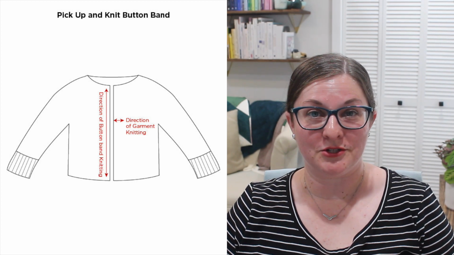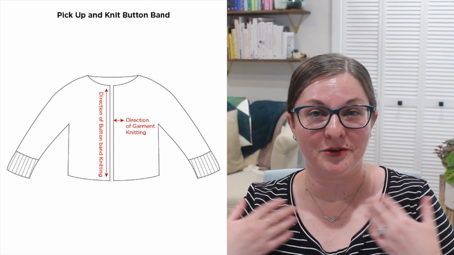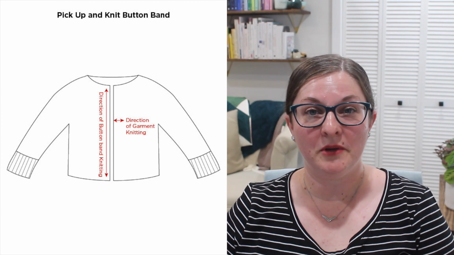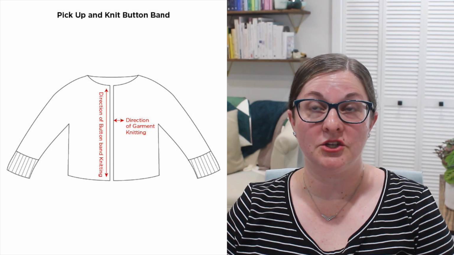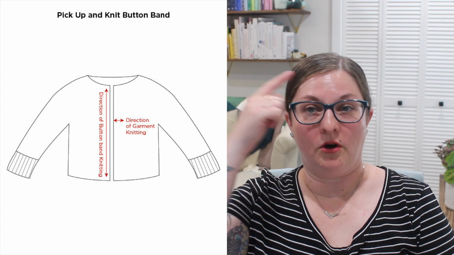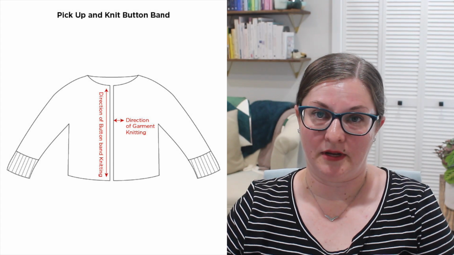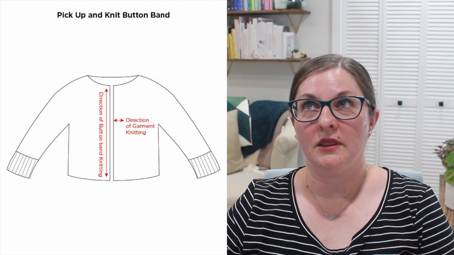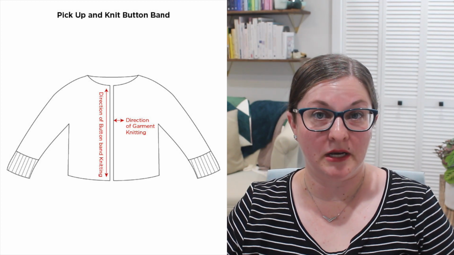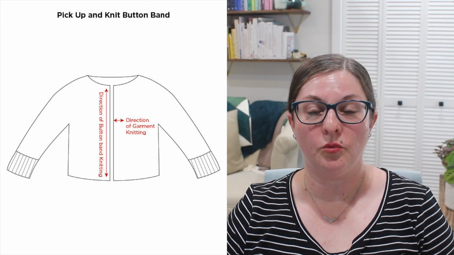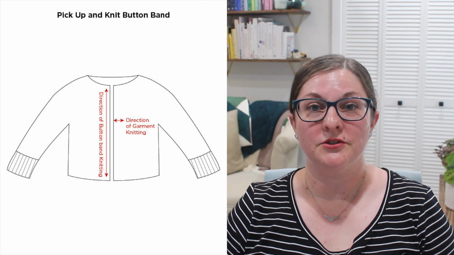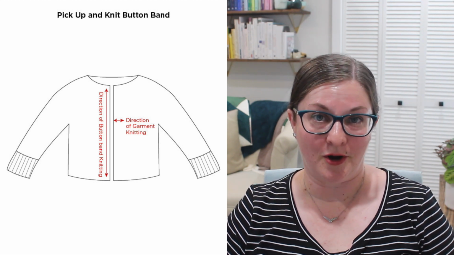This picture obviously shows just a cardigan with a regular crew neck collar. The same would be applied to a garment that has a shawl collar, where you would work all the way around the entirety of the neckline. The stitches that you pick up and knit along the edge are going to be worked perpendicular to the direction that you knit your garment.